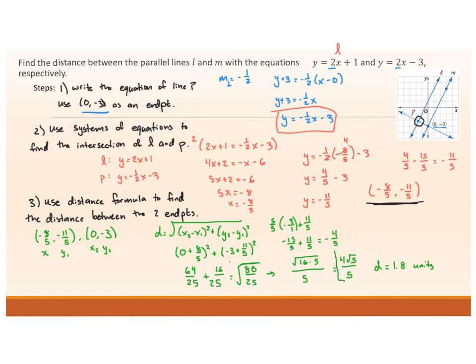So either of these answers will suffice. It just depends on what your instructions say. If your instructions say leave it as a simplified radical, then the fraction is what you're going with. If the directions say reduce or given as a decimal, then do it as a decimal.